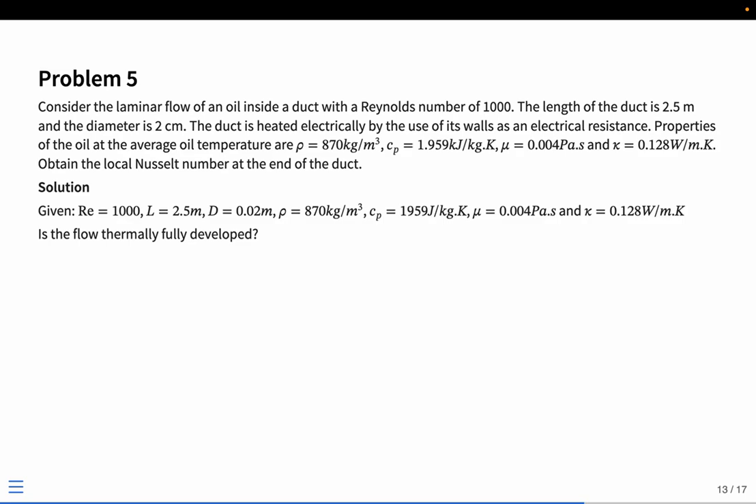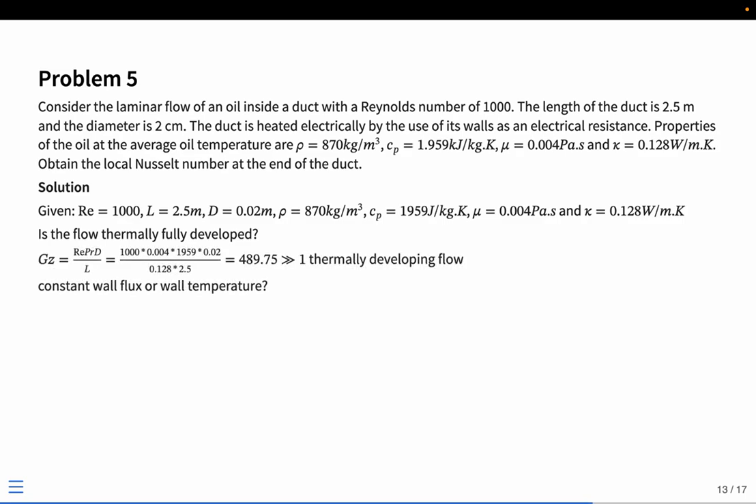Have you determined it? You have to calculate the Graetz number. That is very much greater than 1. So I can assume that it is thermally developing flow, right?